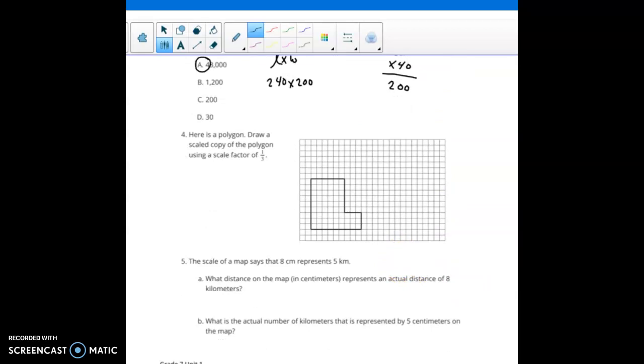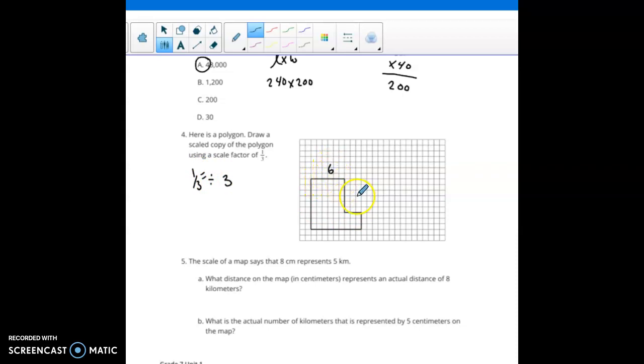Number 4 says, here is a polygon. Draw a scale copy of the polygon using a scale factor of 1/3. So what that means is that we are actually going to be dividing by 3. This is the same as dividing by 3. So what do I need to do? I need to count these out.